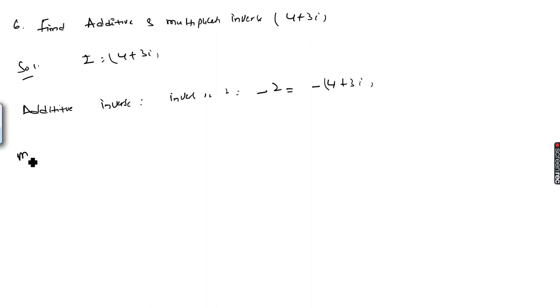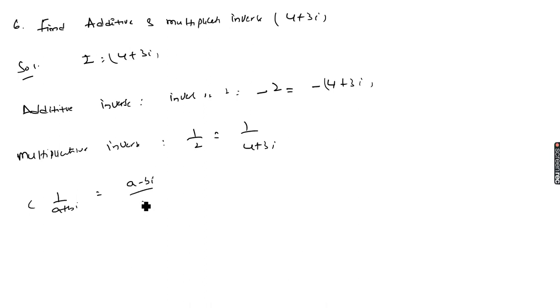And the multiplicative inverse is nothing but 1 by z. That is 1 by (4 plus 3i). And we have that 1 by (a plus bi) is nothing but (a minus bi) by (a square plus b square). That is the inverse of z, 1 by z.